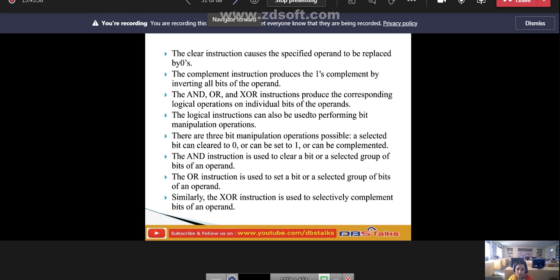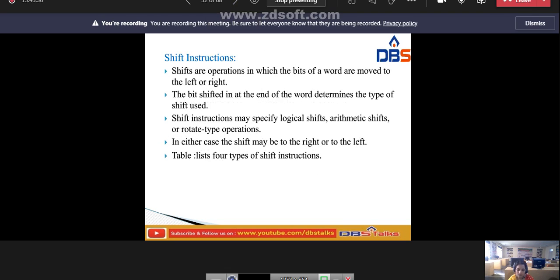So next, coming to shift instructions. Shifts are operations in which the bits of a word are moved to the left or right. Shifting is nothing but moving the bits from left to right. The bit shifted in at the end of the word determines the type of shift used. Shift instructions may specify logical shift, arithmetic shift, or rotate type operations. In either case, the shift may be to the right or the left.